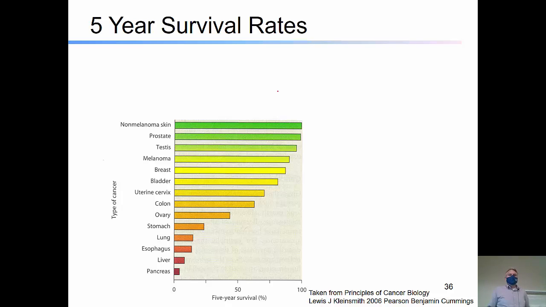So if we look at something like non-melanoma skin cancer, the survival rate is almost 100%. So we can treat these very easily. Other things like prostate, testes, breast cancer, the treatment rates are now really good. And so these are often highly treatable. In contrast, if we get down here to esophageal, liver, pancreatic, the 5-year survival rate is low. It's not 0, okay, but it's much lower. And so different cancers we can categorize by the severity.